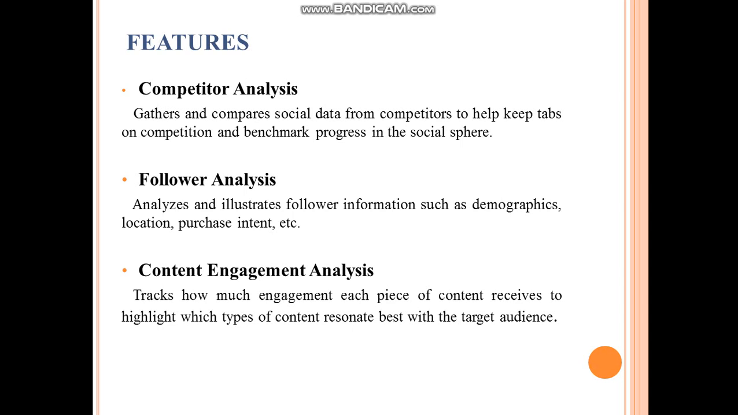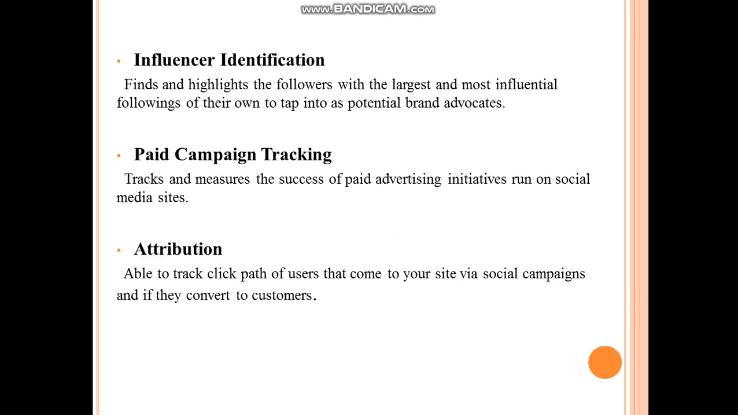Whatever content you are giving on social media related to your business or your work, whether your target audience is liking it or not, it makes an analysis on it. It is also known as sentiment analysis. Next one is influencer identification. As we said earlier, influencers are the people who are around you on social media, so you can increase your circle by knowing your influencers.